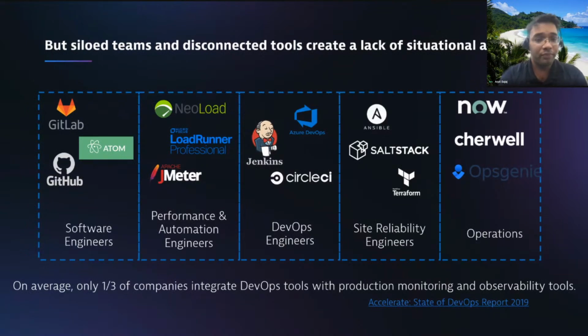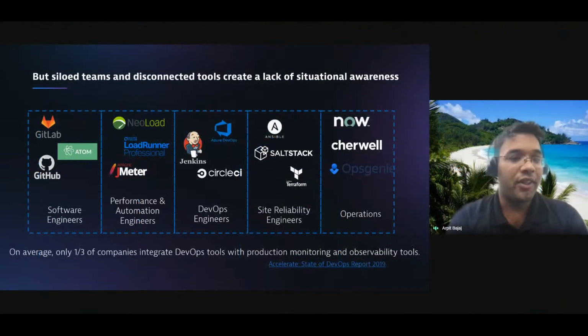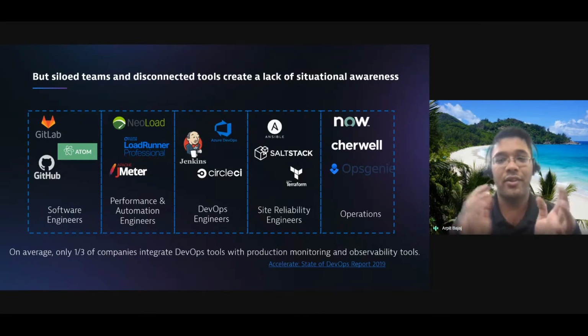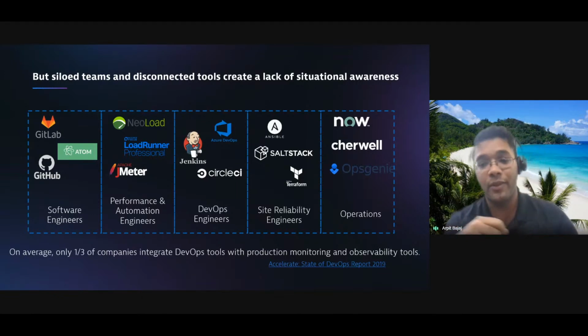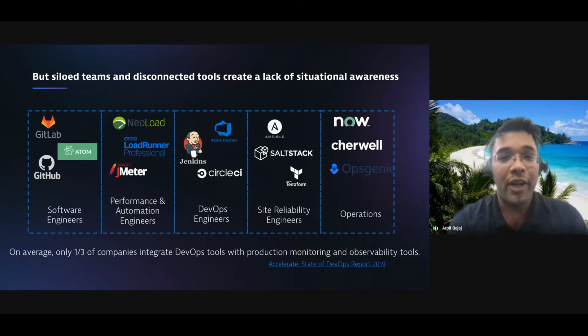And there's a couple of reasons why this might be happening, but a big one is because of the siloed teams at the various different organizations. So different roles within your different teams might be using a variety of different tools. Maybe your software engineers are using GitHub or any kind of source controls. DevOps engineers are using different pipelines, such as Jenkins, CircleCI, Travis CI, and so on. And this is creating a silo between your different teams, which basically leads to a lack of situational awareness. And only about a third of companies have integrated their DevOps tools throughout their production monitoring and observability toolset.